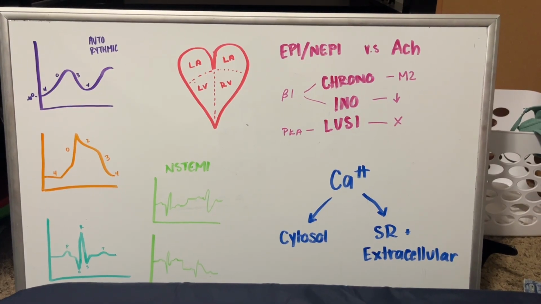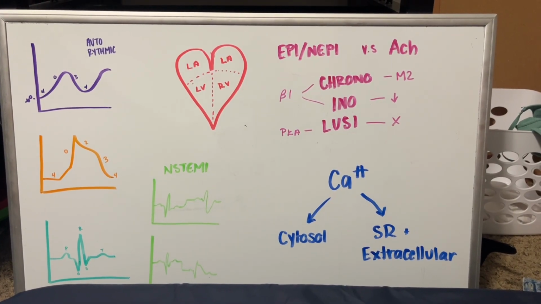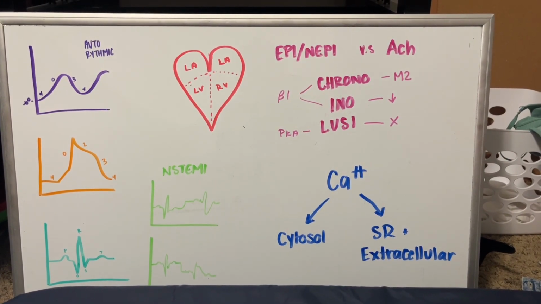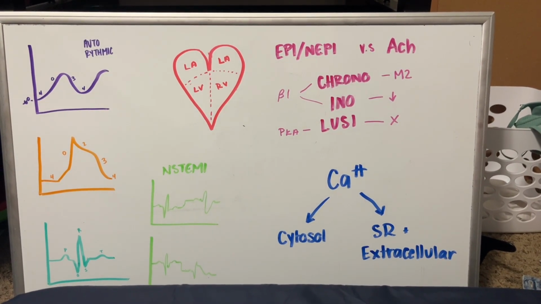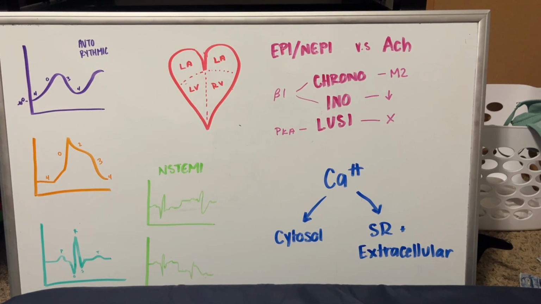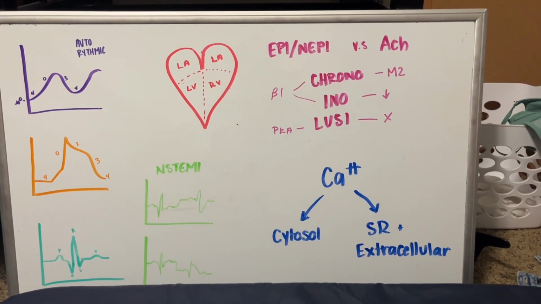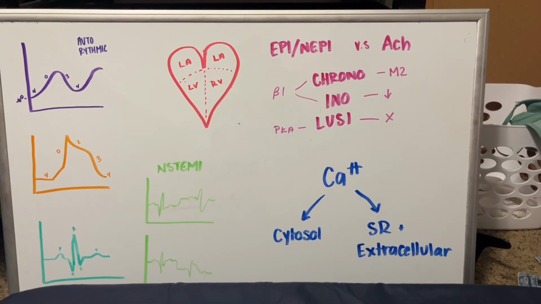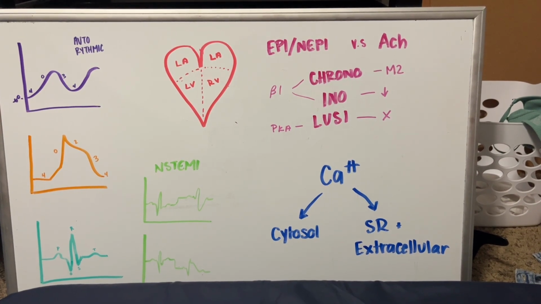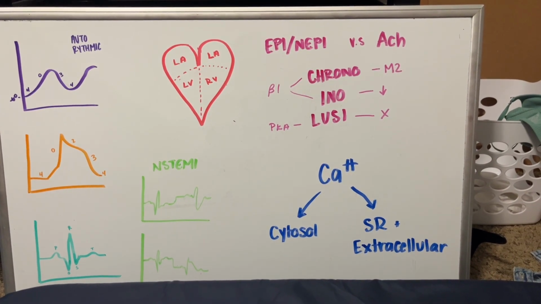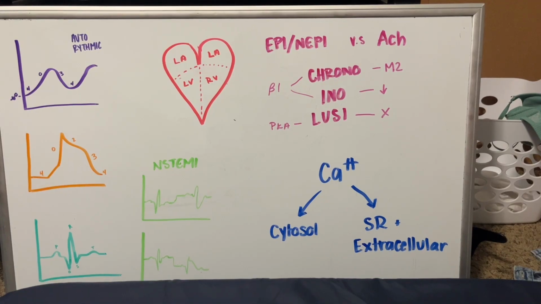When we talk about mechanisms for inotropic, lusitropic, and chronotropic actions, the autonomic nervous system, sympathetic and parasympathetic divisions, help with the heart rate and contractility. We're going to start with norepinephrine and epinephrine and how they work with each of these mechanisms. We're going to talk about chronotropy, which is increasing heart rate.